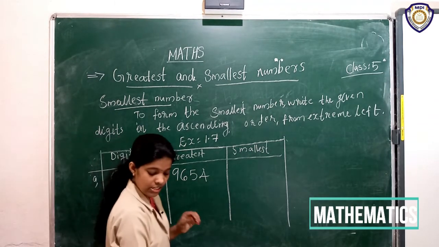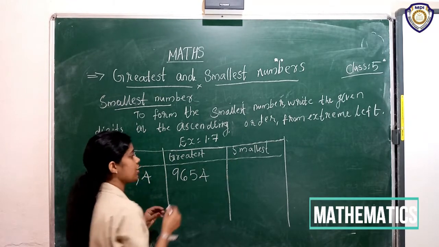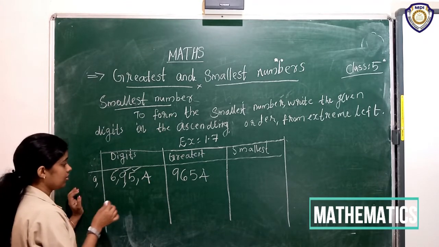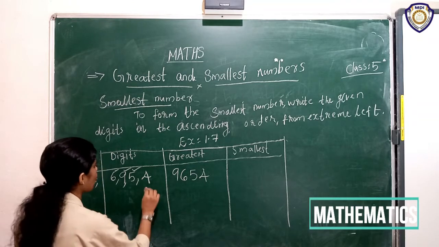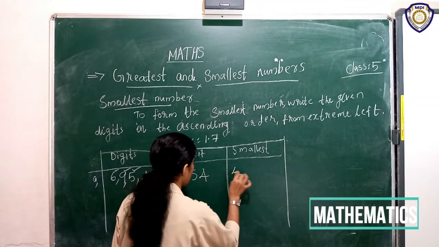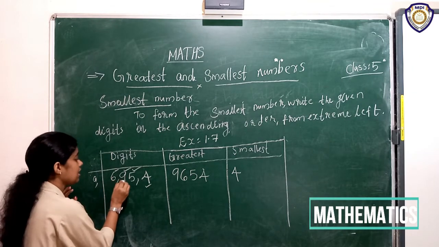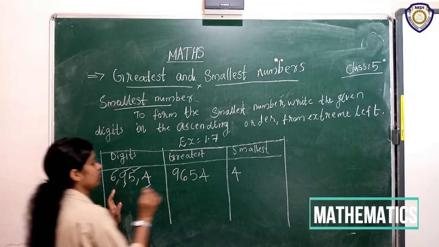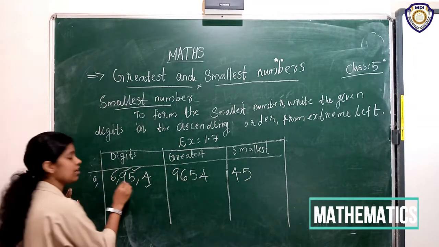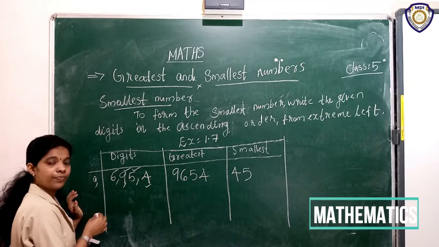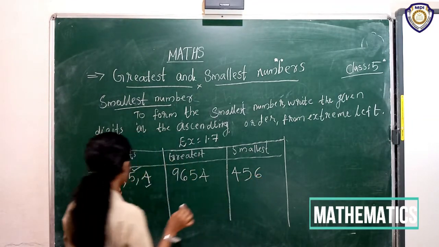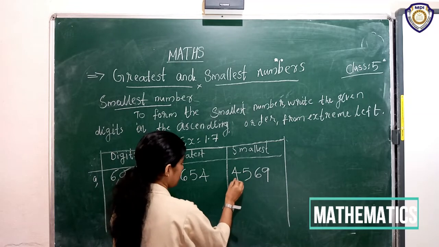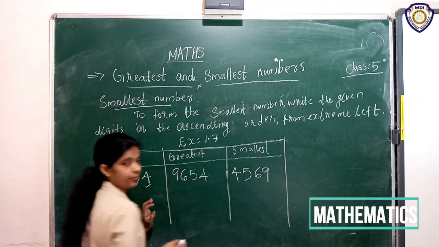Okay. Next one. Smallest number. Among these numbers, which number is the smallest? 4 is the smallest number. Okay, then 4. Then 6, 9 and 5. Among these numbers, which is the smallest one? 5. 6 or 9, which one is smaller? 6. Next one, 9. Smallest number 4569.